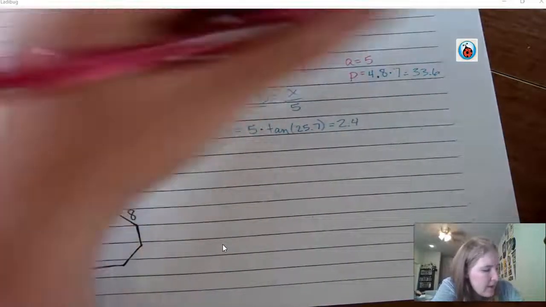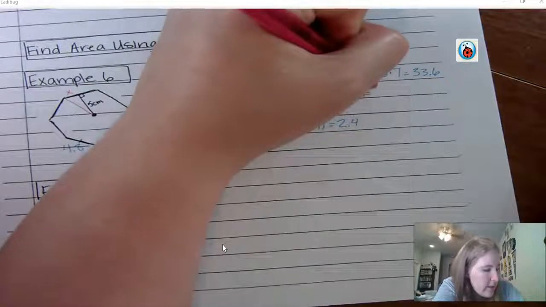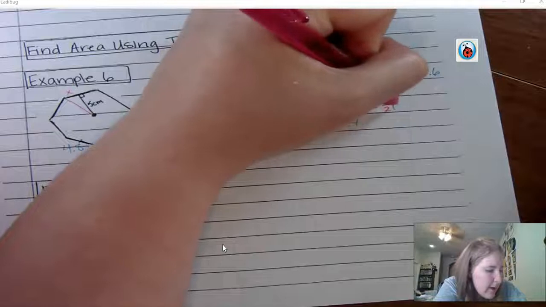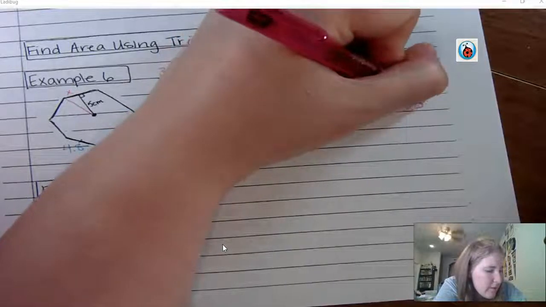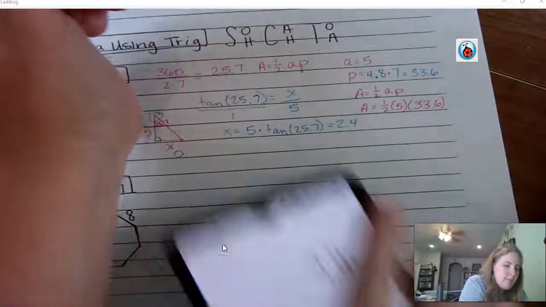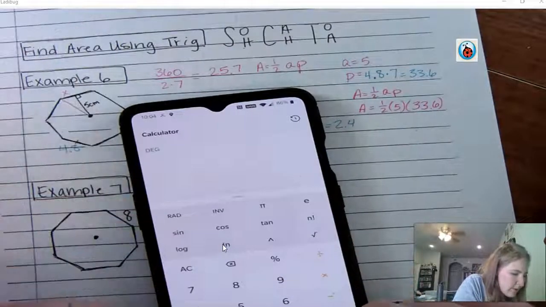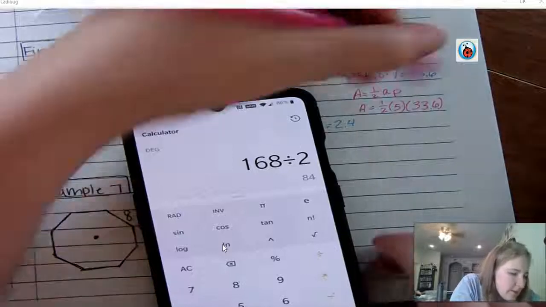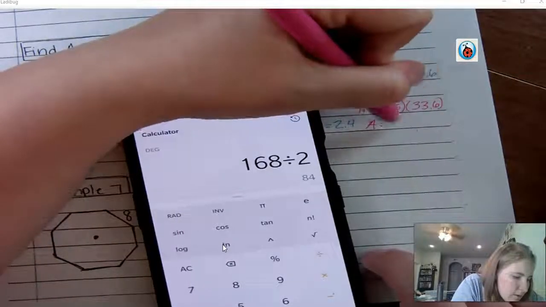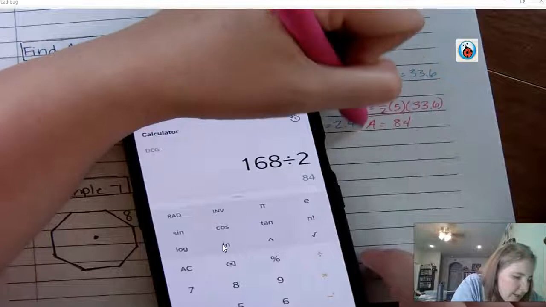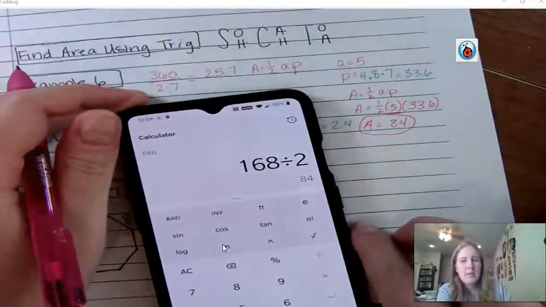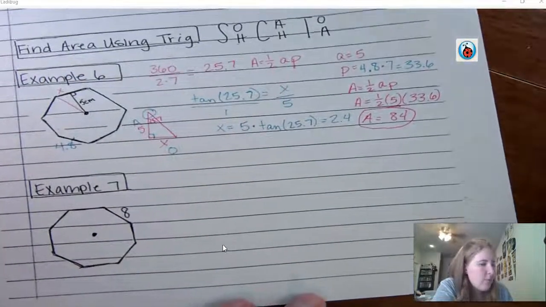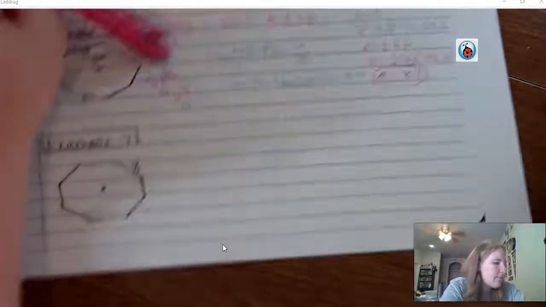So if my area equals 1/2 AP, then area would be 1/2 times 5 times 33.6. So I could take 33.6 times 5, divide that by 2, and I would actually end up getting a whole number. Doesn't happen every time, but sometimes you will end up with a whole number. Okay, that's one example. We're going to do it one more time.